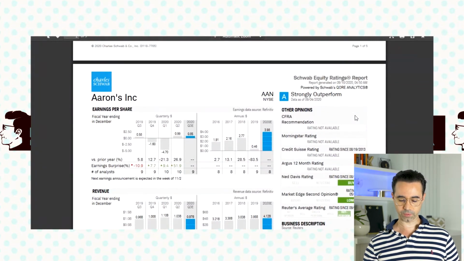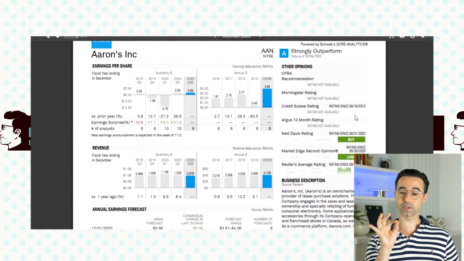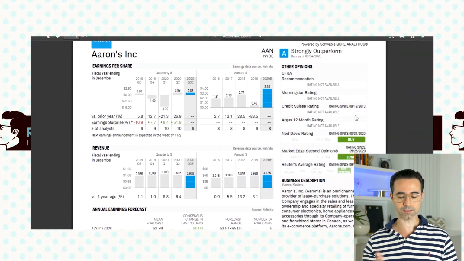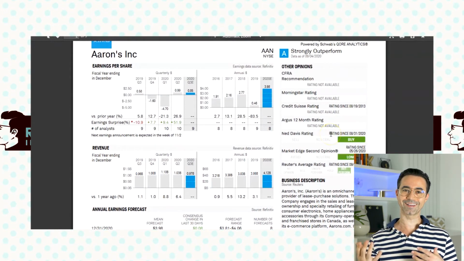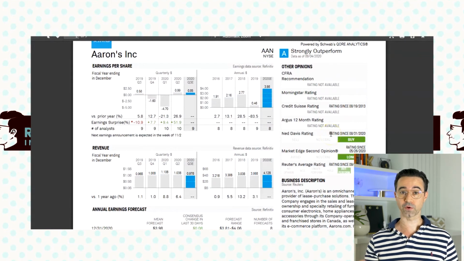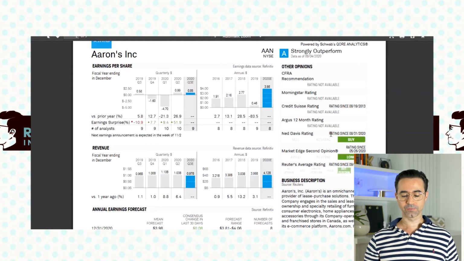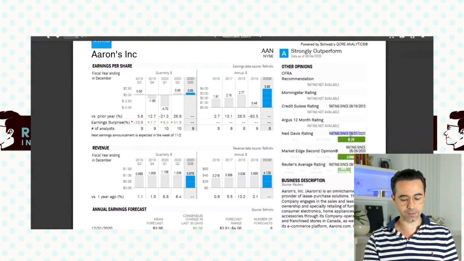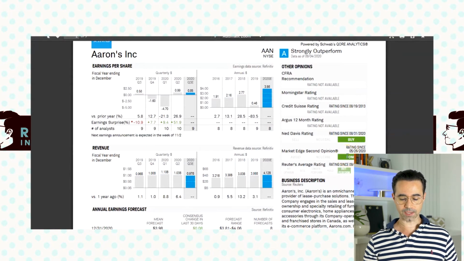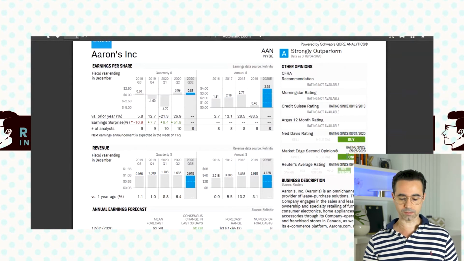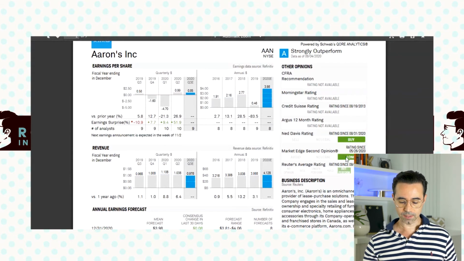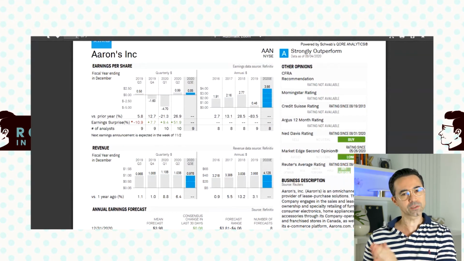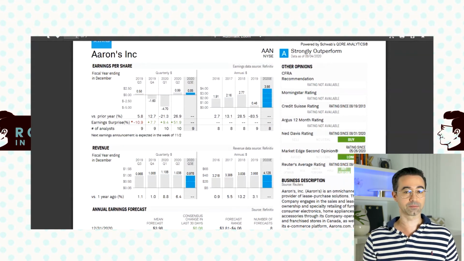And then we have some other opinions, which actually is very important, in my opinion, if you're using research to help you find stocks. So looking at other brokers or other research firms and seeing what they also have to say. For example, Ned Davis has a rating as a buy, which is a positive thing for this stock. Market Edge has a long rating on it, meaning that they think it's a good stock to buy. And then Reuters also has an outperform. We can see that a lot of the different research firms think that this is a good stock to own.